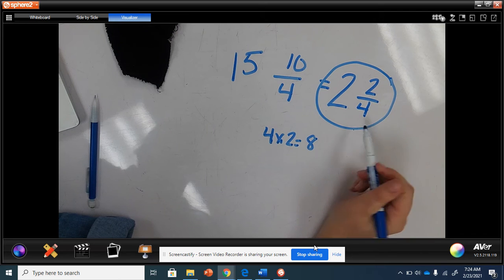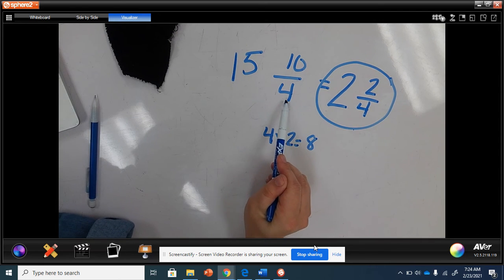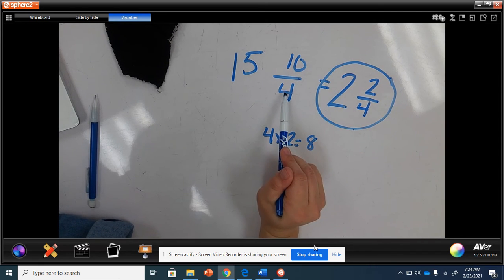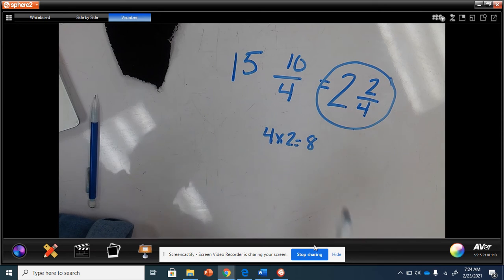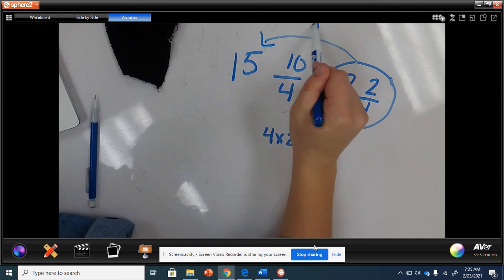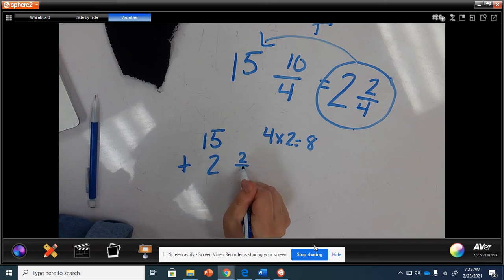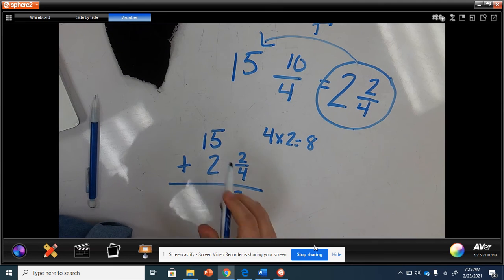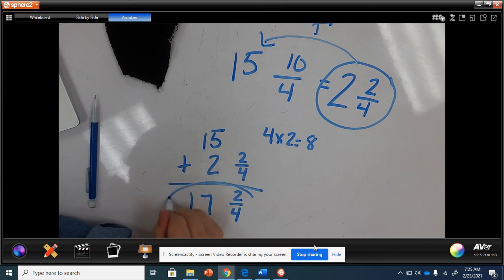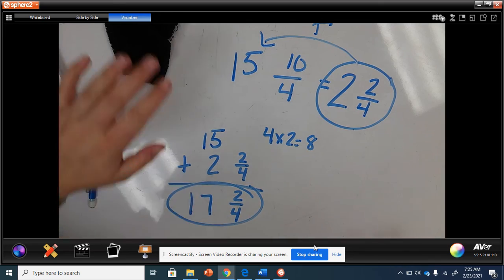But that's not my answer. Remember, my answer is 15 and 10/4. 2 and 2/4 is just what 10/4 is equal to as a mixed number. Therefore, I have to add these two together. So I'm adding 15 plus 2 and 2/4. 15 doesn't have any fourths, so I'm just going to write 2/4 here. And then 15 plus 2 is 17 and 2/4. Okay, so my answer is 17 and 2/4.